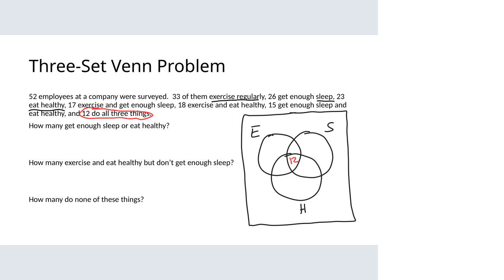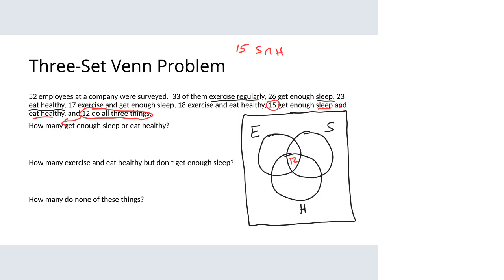All right, well, I still want to work in the overlaps, the intersections. So I need to fill in regions 2, 4, and 6 in some order next. The way that I'm going to do that is I'm just going to work backwards. And I'm told that 15 get enough sleep and eat healthy.